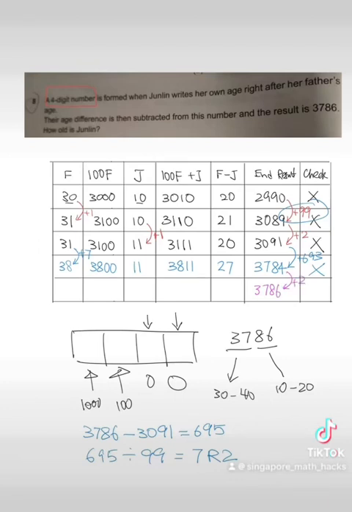In order to add 2, I keep the father constant at 38 years old. This is 3800. Jinlin will increase by 1 because we know that each time Jinlin increases by 1, the total increases by 2. So the number now becomes 3812, and the difference between 38 and 12 is 26. And if you take 3812 minus 26, you will get the answer of 3786. So the answer is correct. Jinlin's age is 12 years old.